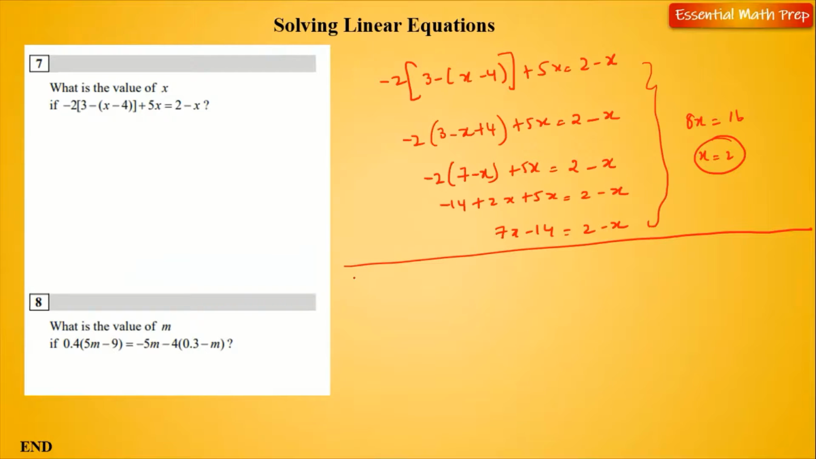What is the value of m? So we have 0.4 times 5, right? Which is, what is it? 5 times 0.4 is 2, isn't it? So we have 2m minus 9 times 3.6, right? Yeah, 3.6m equals -5m minus 1.2m plus 4m, right?